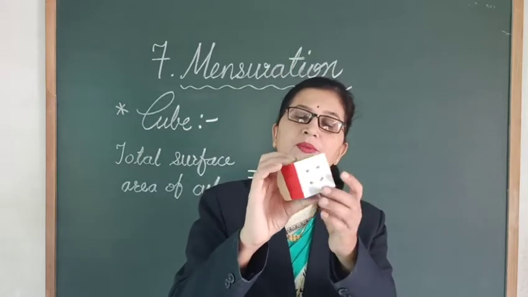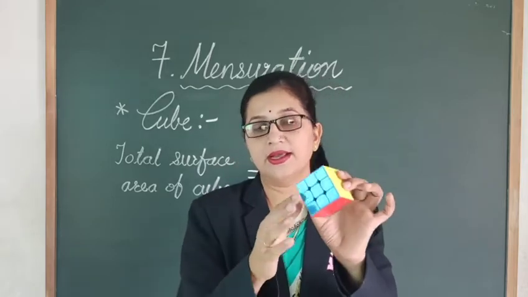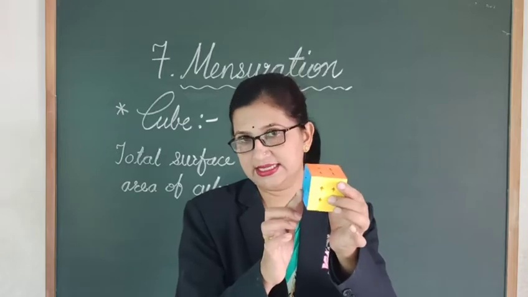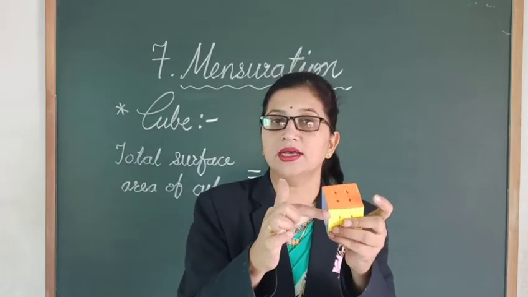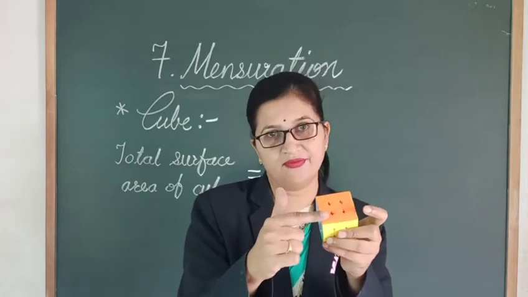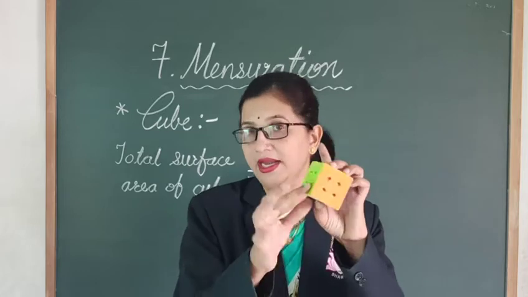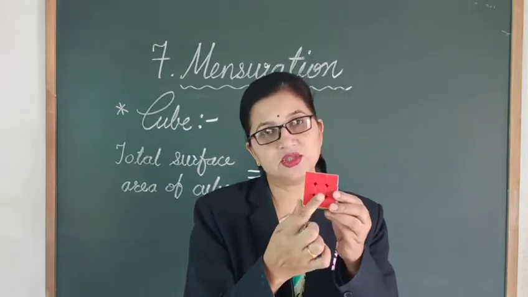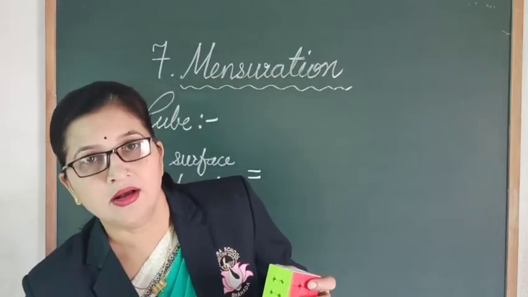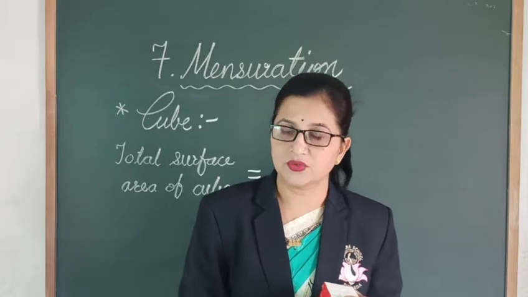Now for this cube, as each face is a square, how many faces are there? 6. There are 6 faces. So we'll find out the area of one face and multiply it by 6 because all these are equal. As each face is a square, we'll use the formula of the area of a square, and that is side square.